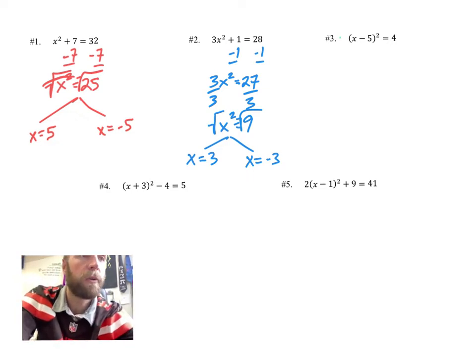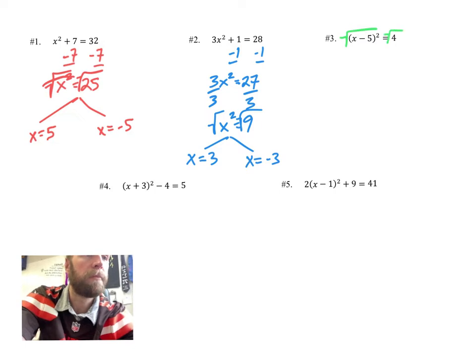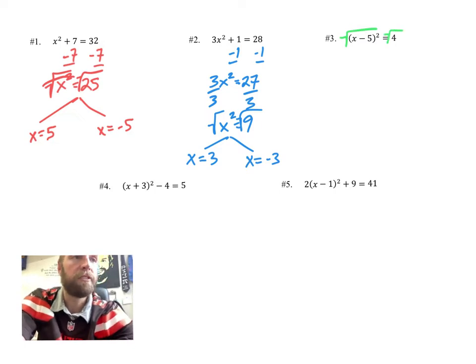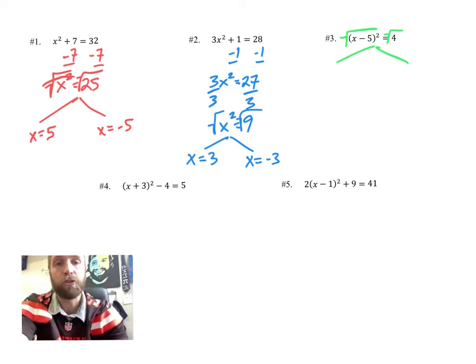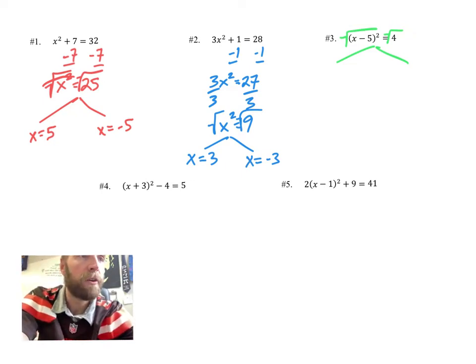So I'm going to go ahead and square root as my first step on both sides. That gets rid of the squared. It gets rid of the two answers. So at this point, I'm going to break it into my two equations. So that would be x minus 5, because that squared and that square root are going to cancel.